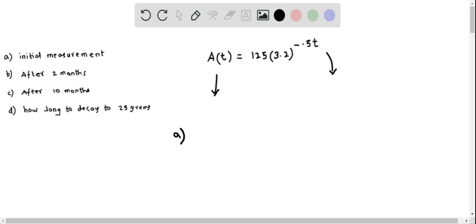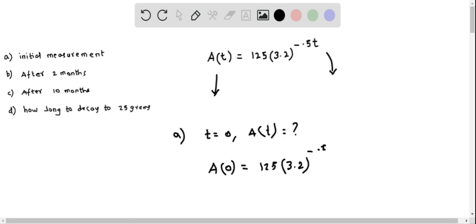In part A, we have to find the initial measurement, that is, at t equal to 0, we have to find the amount of the radioactive material. So let's answer this. I'm going to plug in t equals 0 into this equation. So this becomes A of 0 equals 125 times 3.2 raised to the power of negative 0.5 times t equal to 0. So this becomes negative 0.5 times 0.